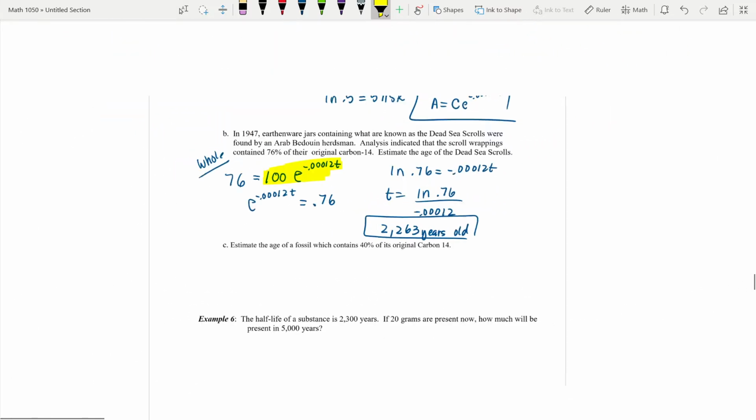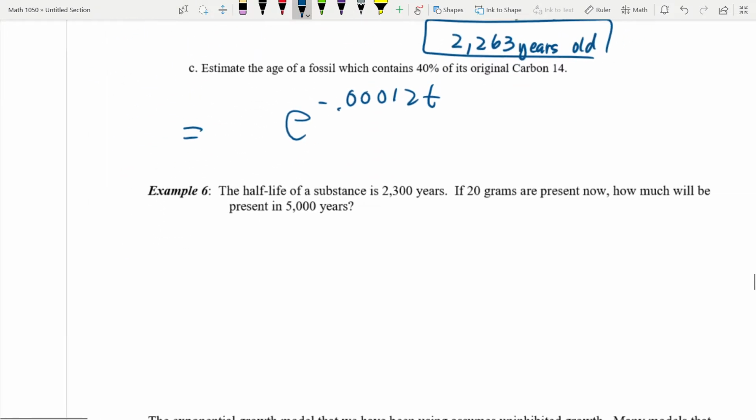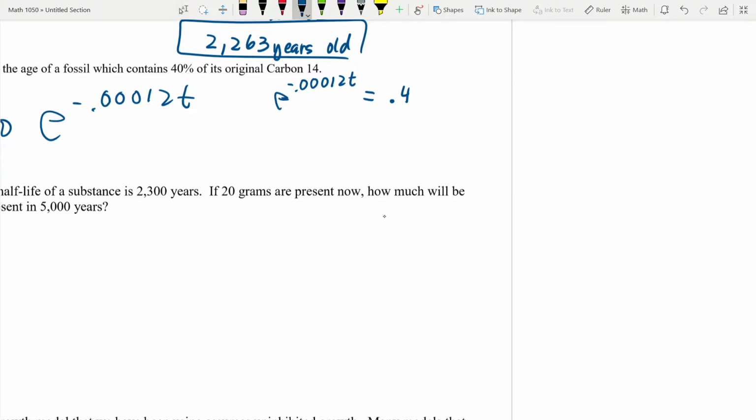So look what you do. Here's my model that I'm going to use for every question that I now get about this. Estimate the age. So I know my T is going to stay a T. I need an initial amount and I need a new amount. Somebody tell me what to put initially. 100. And what do I put for my new amount? 40. This is easy, right? Divide by 100. E to the negative 0.00012 t is equal to 0.4, 40 divided by 100.